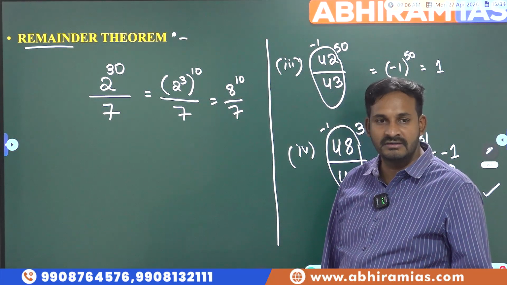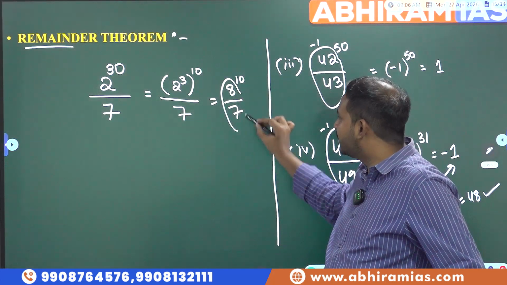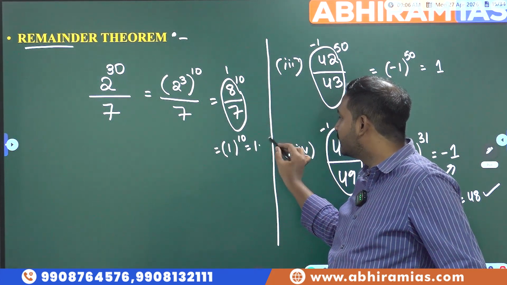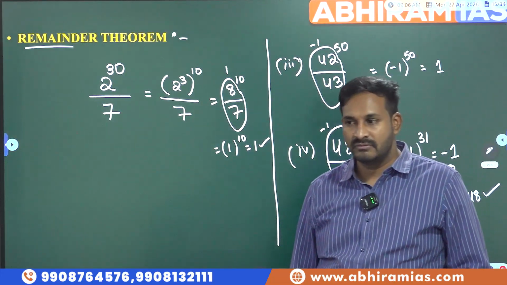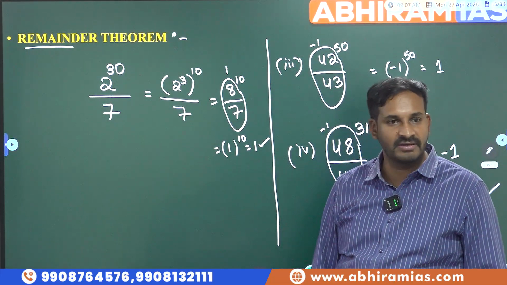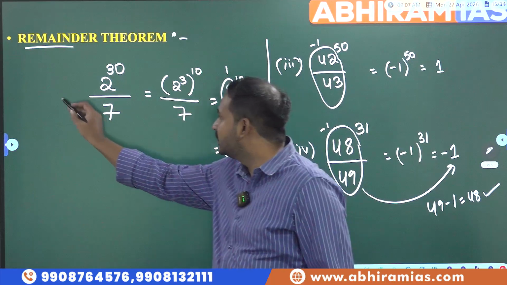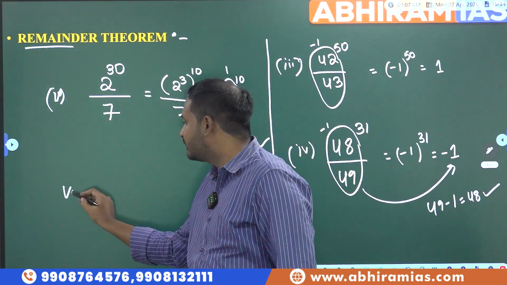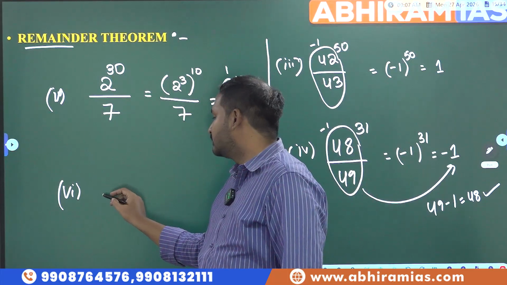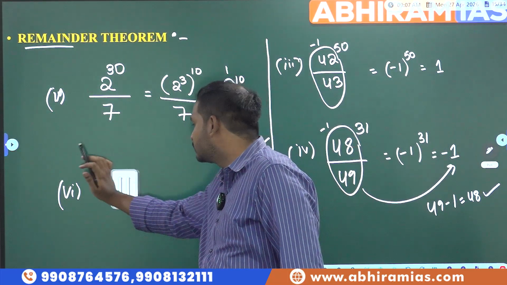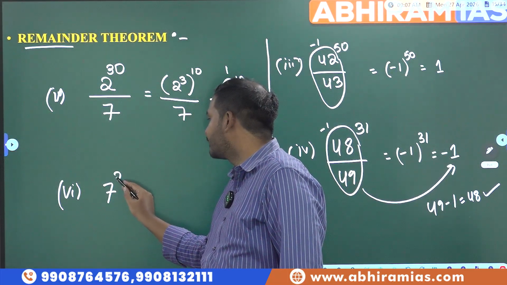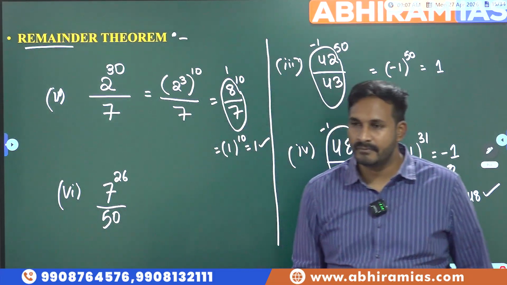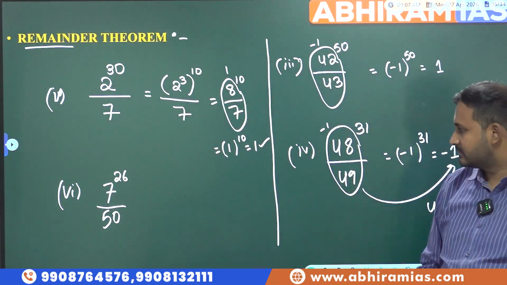8/7, what is the remainder? 8/7 ki remainder endandi? 1. So 1 to the power of 10 means what will be my answer? 1. Now similarly, you tell me the answer for this one.